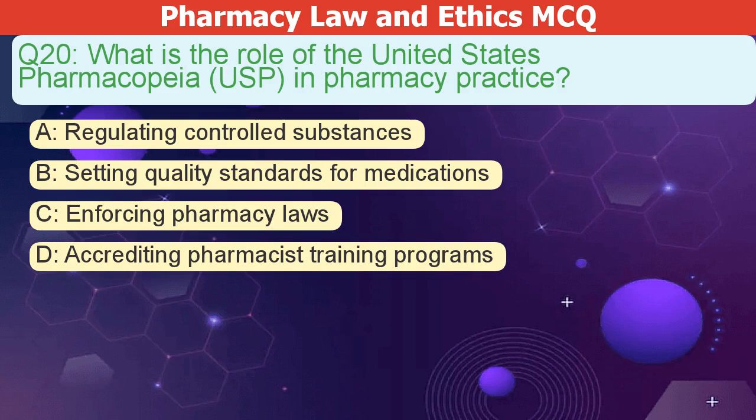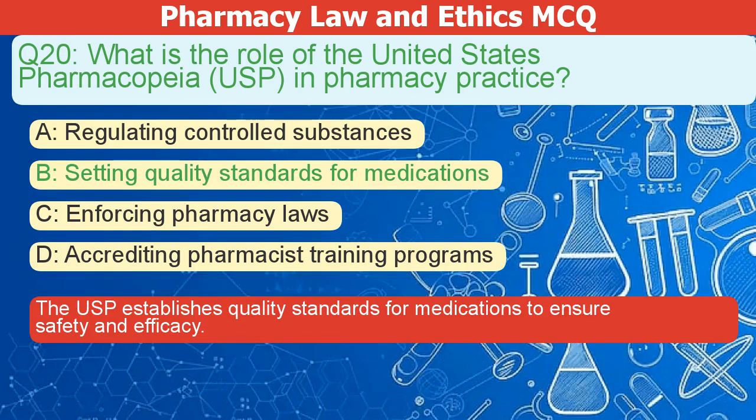What is the role of the United States Pharmacopoeia, or USP, in pharmacy practice? A. Regulating controlled substances. B. Setting quality standards for medications. C. Enforcing pharmacy laws. D. Accrediting pharmacist training programs. The correct answer is B. The USP establishes quality standards for medications to ensure safety and efficacy.